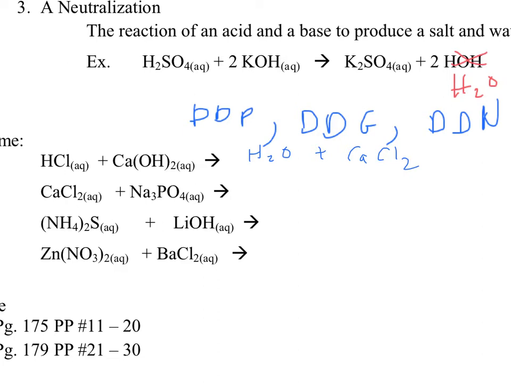To balance the equation, I need to put a 2 in front of my HCl and a 2 in front of the water, and include the states. Because calcium chloride is an ionic compound in a double displacement reaction and it's a product, I need to check on the solubility table. It's a soluble compound, so it will have an aqueous state.